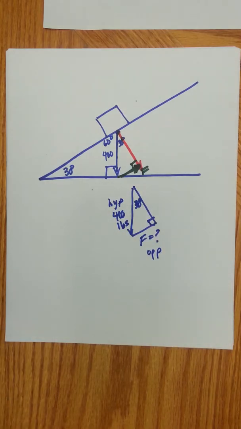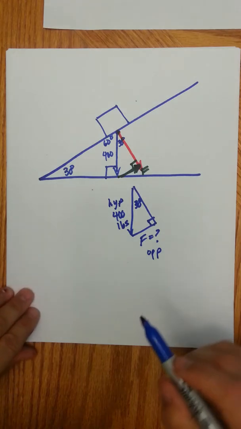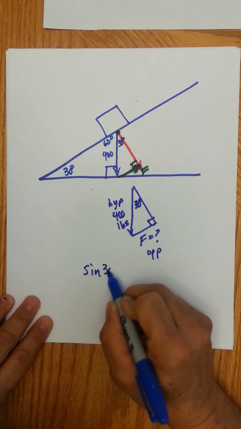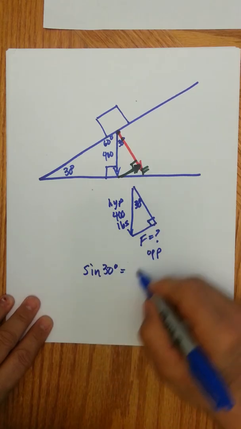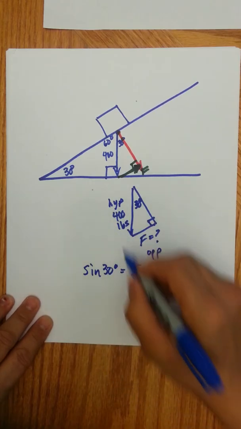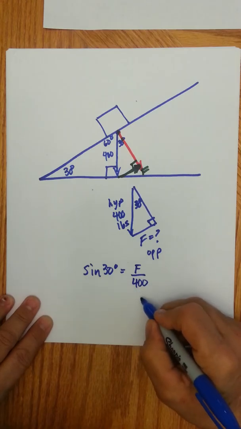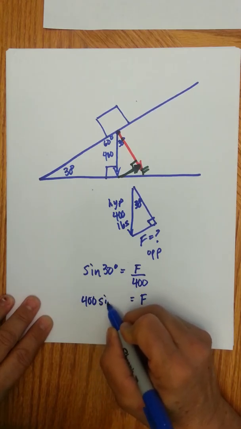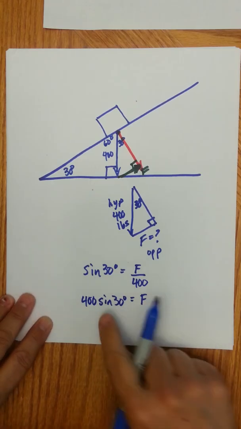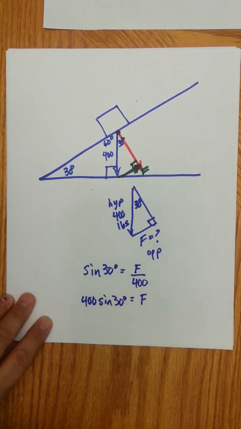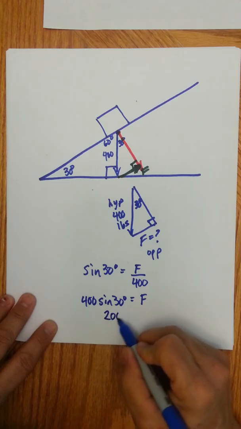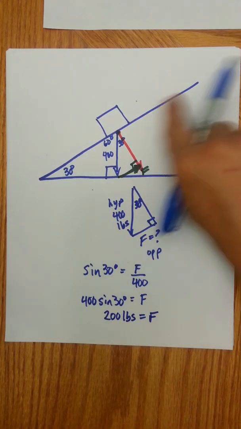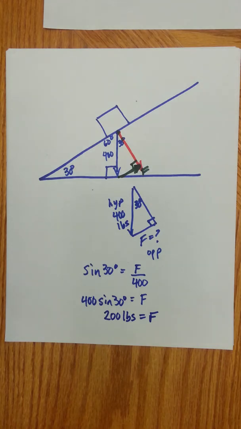So what I want to use then is the trigonometric ratio, the sine. So I want to say, well, the sine of 30 degrees must be this F over the hypotenuse, 400. So therefore I can find F is 400 sine of 30 degrees. And we know the sine of 30 degrees is half, so I'm going to have 200 pounds. Okay. And that's the force that it takes to keep the box from sliding down the ramp.